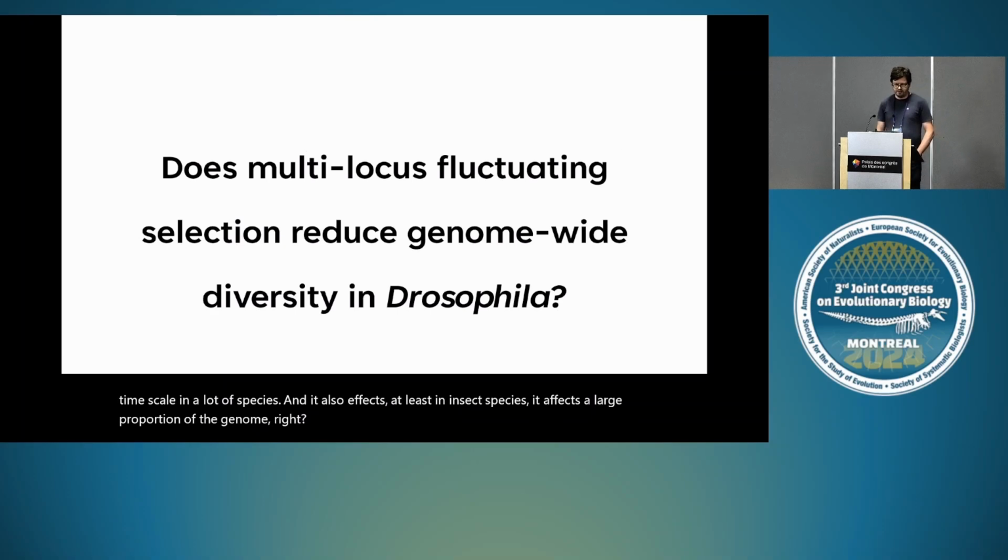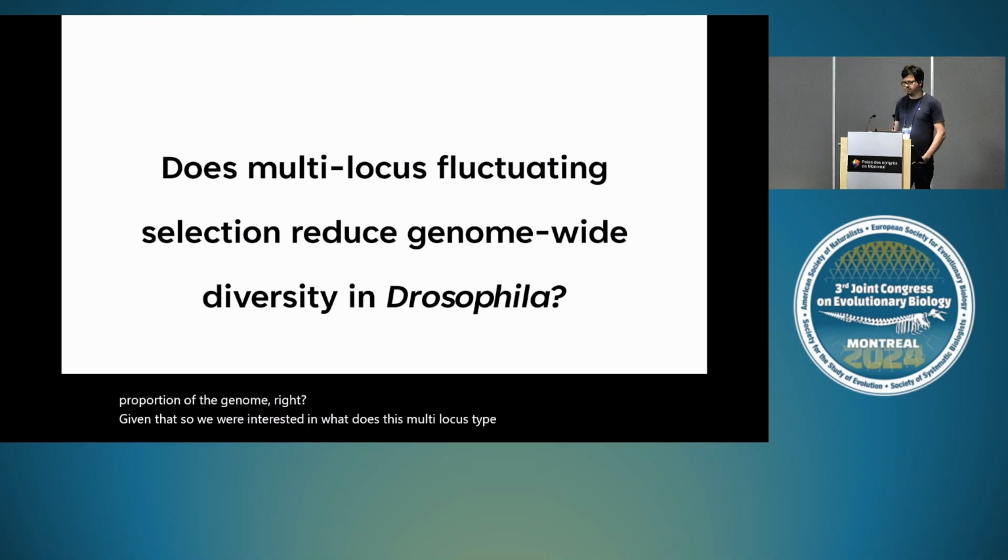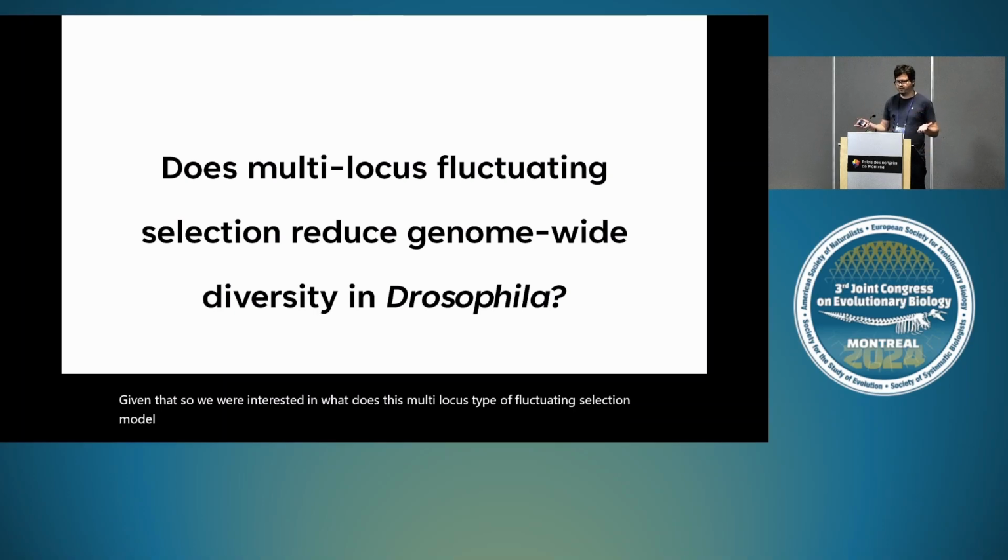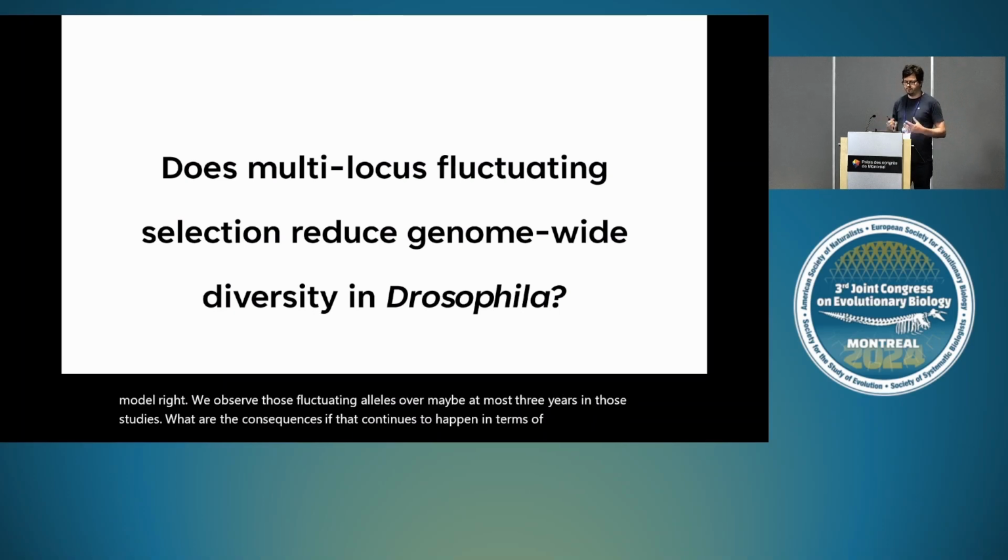Given that, we were interested in what this multi-locus type of fluctuating selection does, right? We observed those fluctuating alleles over maybe at most 3 years in those studies. What are the consequences if that continues to happen in terms of genome evolution? And we were particularly interested in the effect on genetic diversity and the closely related effective population size.